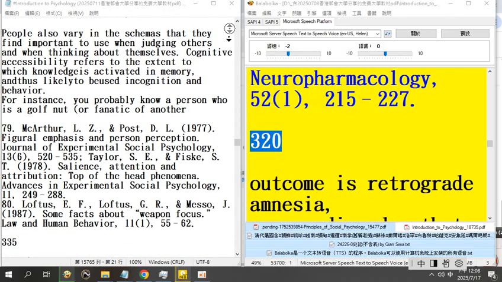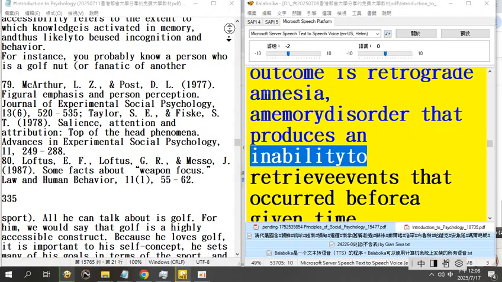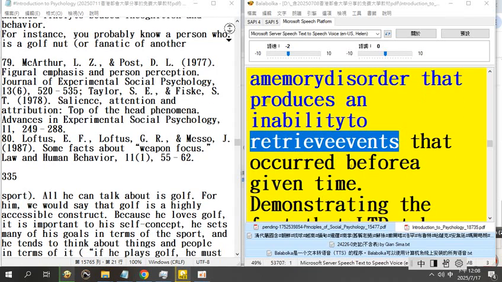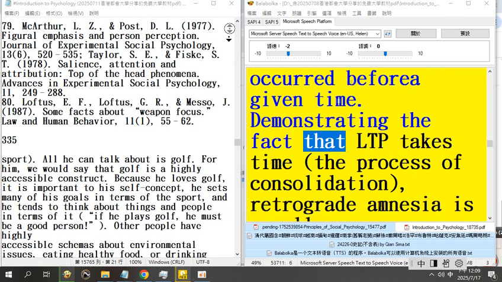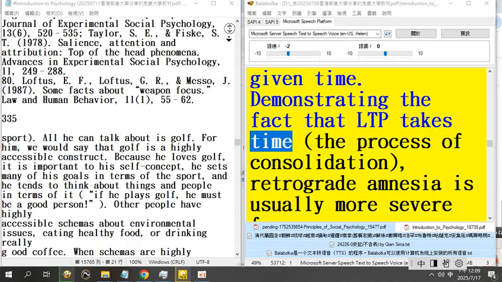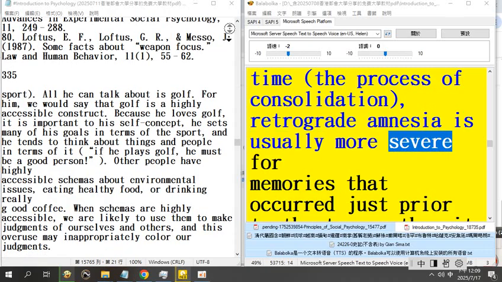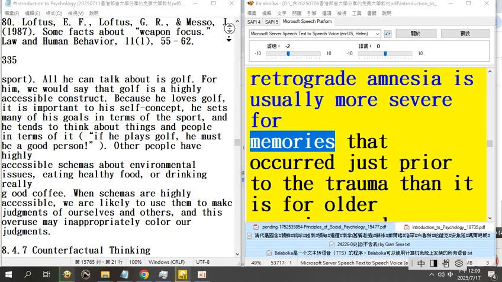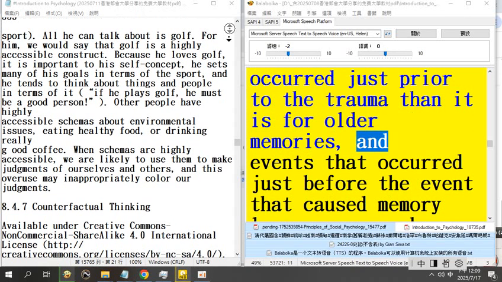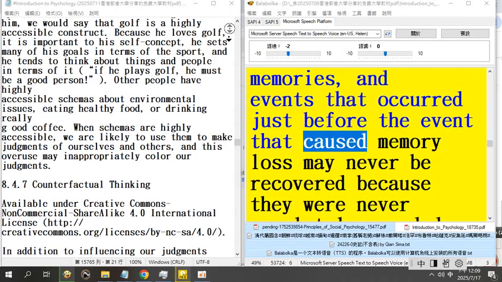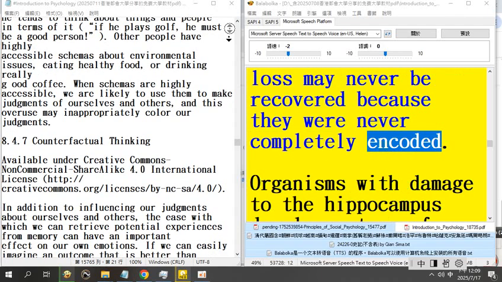The outcome is retrograde amnesia, a memory disorder that produces an inability to retrieve events that occurred before a given time, demonstrating the fact that LTP takes time. The process of consolidation, retrograde amnesia, is usually more severe for memories that occurred just prior to the trauma than it is for older memories, and events that occurred just before the event that caused memory loss may never be recovered because they were never completely encoded.